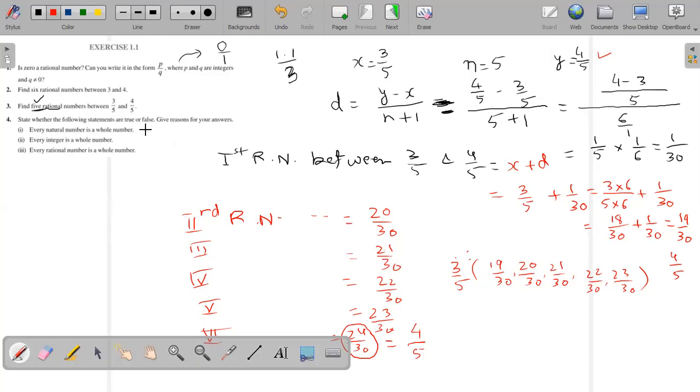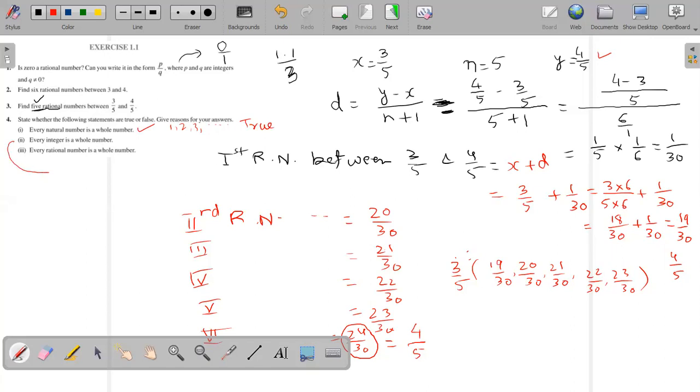Every natural number is a whole number. Can you tell me whether true or false? True. Every natural number means, what are natural numbers? 1, 2, 3, 4, all are natural numbers. They are whole numbers. Yes. So it is true.